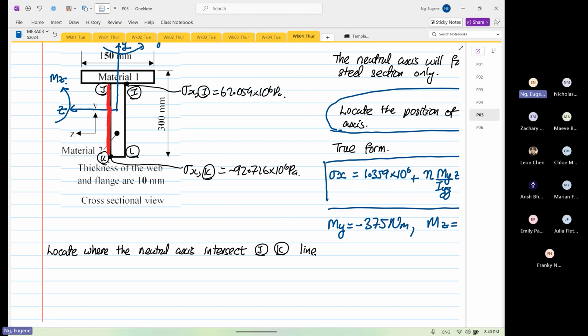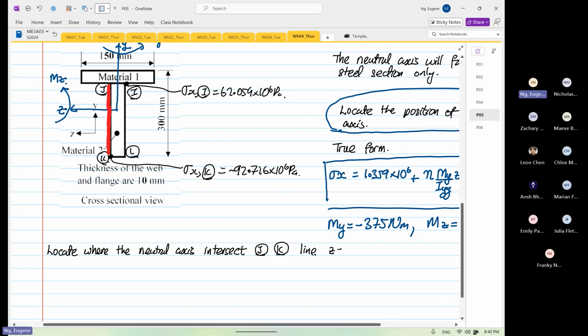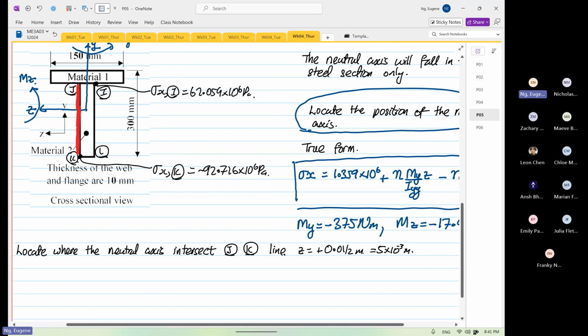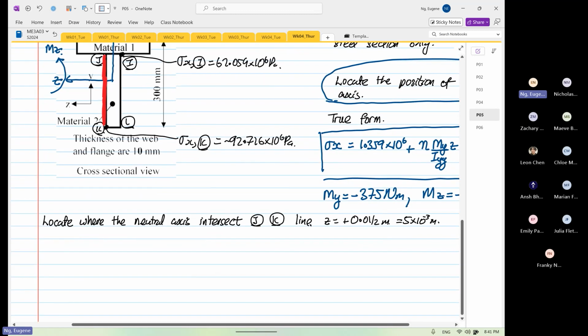So on the JK line, one thing that is constant is that Z is equal to positive 0.01 divided by 2 meters. Right? So on the JK line, the thing that's constant is the Z, which is positive. So this is equal to 5 times 10 to the power minus 3 meters. Okay. Now you ask me, Eugene, why is that important? So now we use the equation, right?